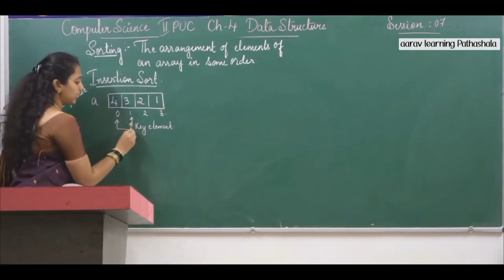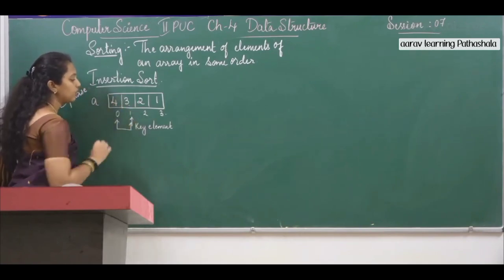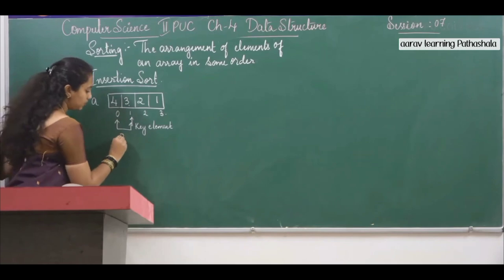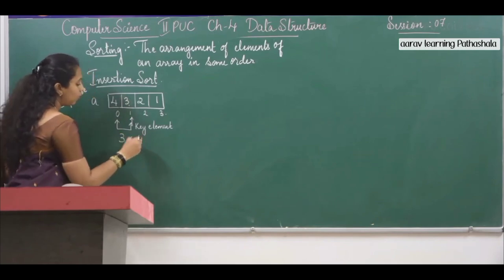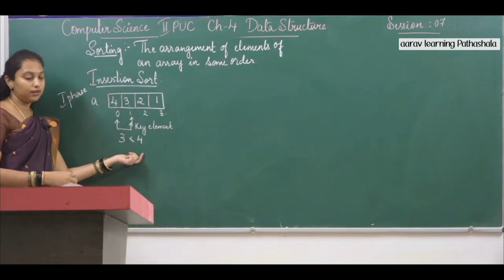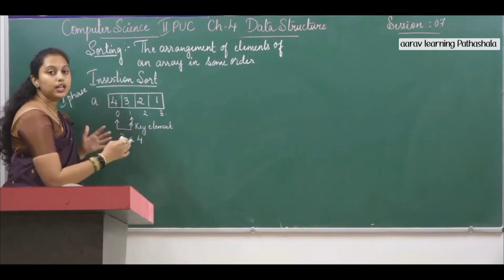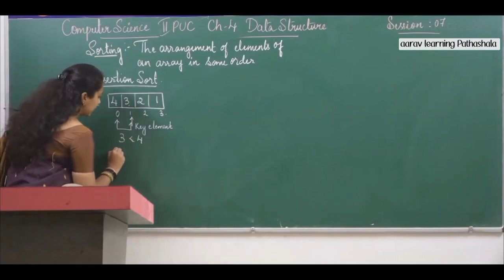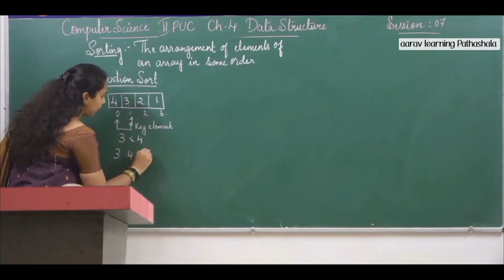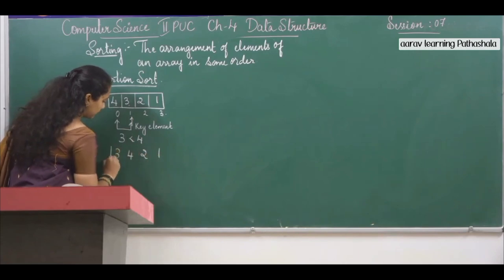Here we are checking whether 3 is less than 4 or not. 3 is less than 4, hence what we have to do? We have to swap the elements, that is 3, 4, 2, 1.